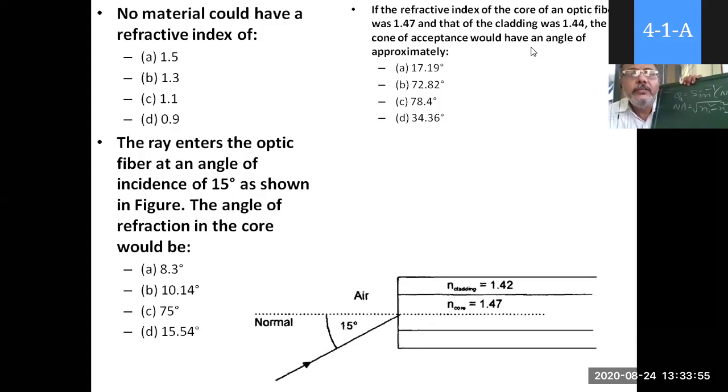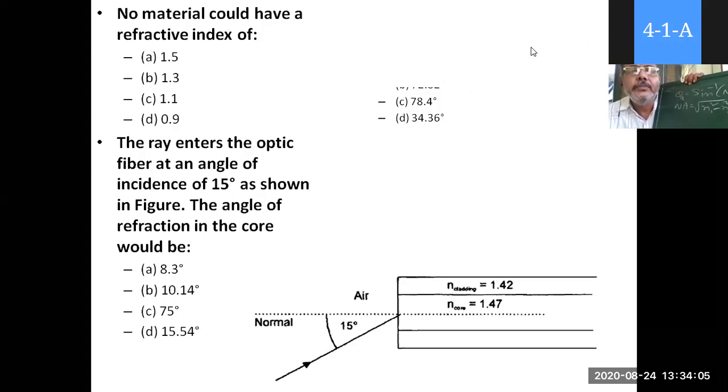What answer did you get? 17.19. Good. 450 has given the value. Ramesh Sai was given, right? So most of the students provided their answer with the chart, right? Good.